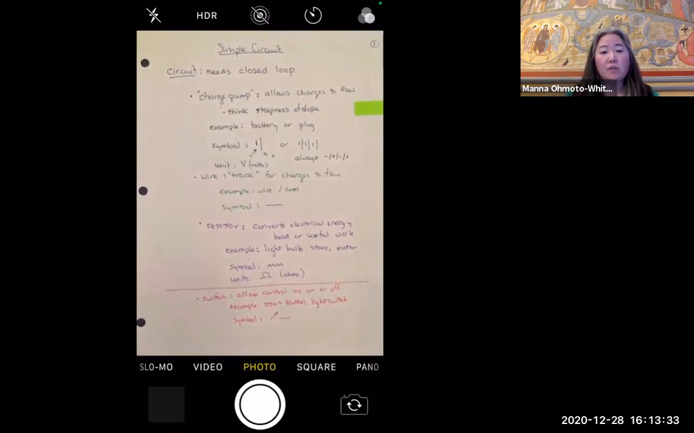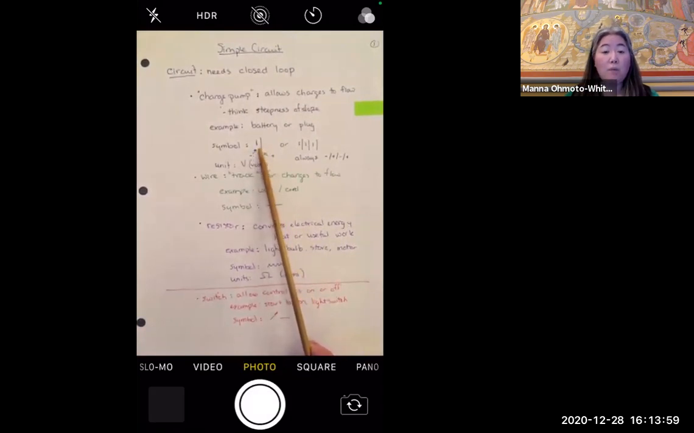Now, the parts of a circuit that all circuits have to have: you have to have a charge pump, something that allows the charges to flow. So think about the steepness of a slope. The steeper the slope, the faster the charges will flow. An example of a charge pump would be something like a battery or plugging your device into an electrical socket. The symbol in a circuit looks like two parallel lines, but they're uneven.